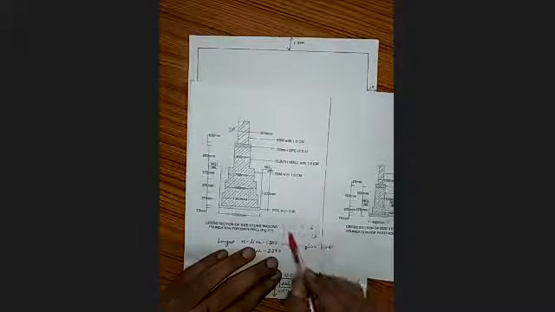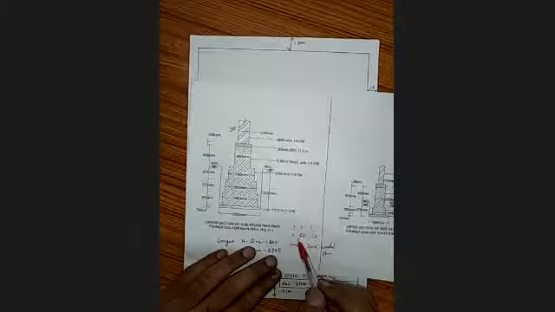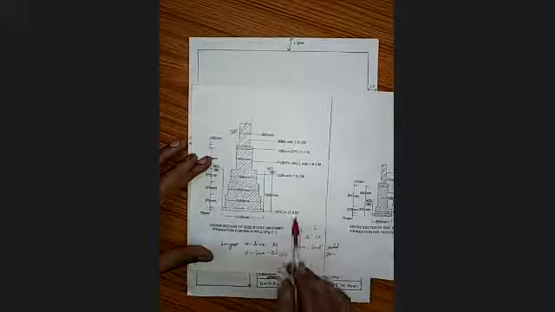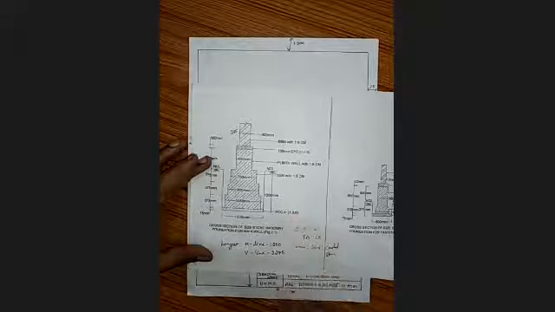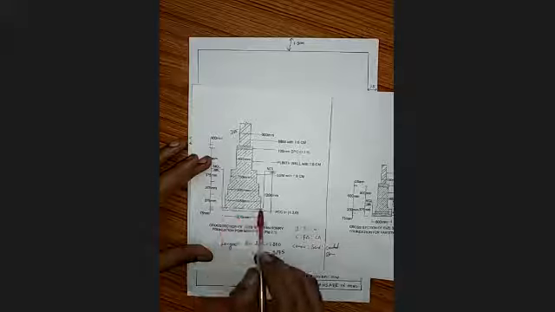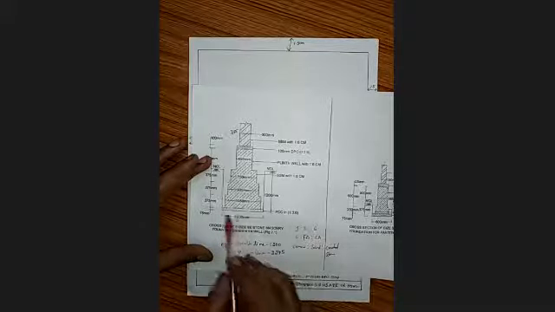These mixed proportions will be studied in the concrete technology subject. Right now, don't bother much about it. Whatever ratios they have given, you can just follow. This is for the plain cement concrete, that is PCC.